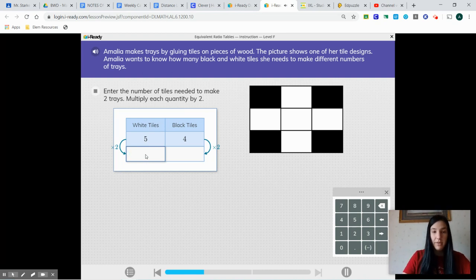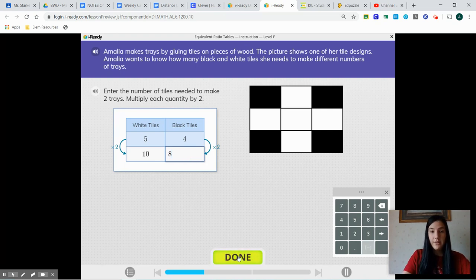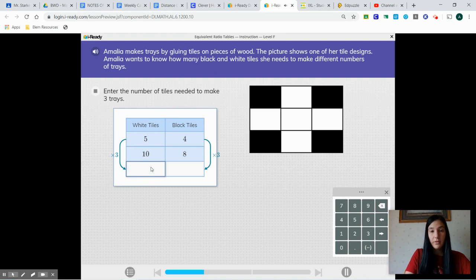So we're going to multiply each quantity by 2. An equivalent ratio table right now. So first we're going to multiply by 2. So 5 times 2 is 10. And we have to click over here. 4 times 2 is 8. Now we're going to do by 3. You got it. Enter the number of tiles needed to make 3 trays.